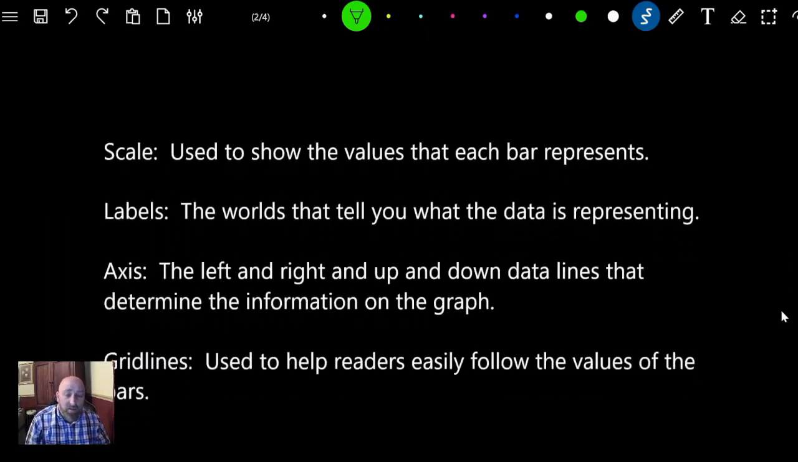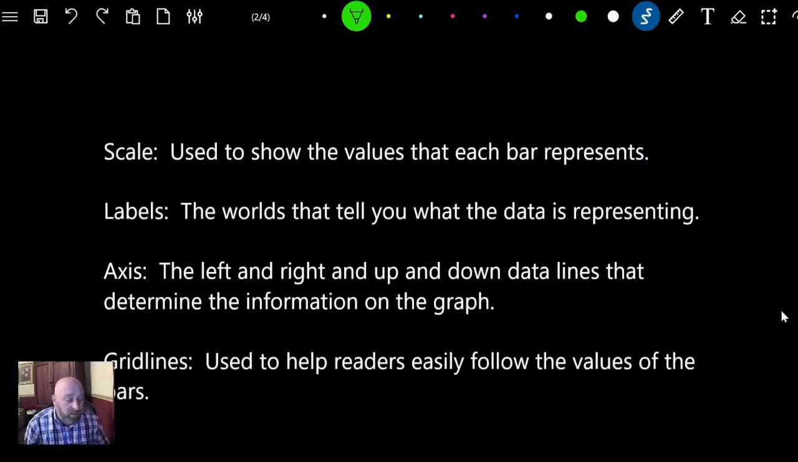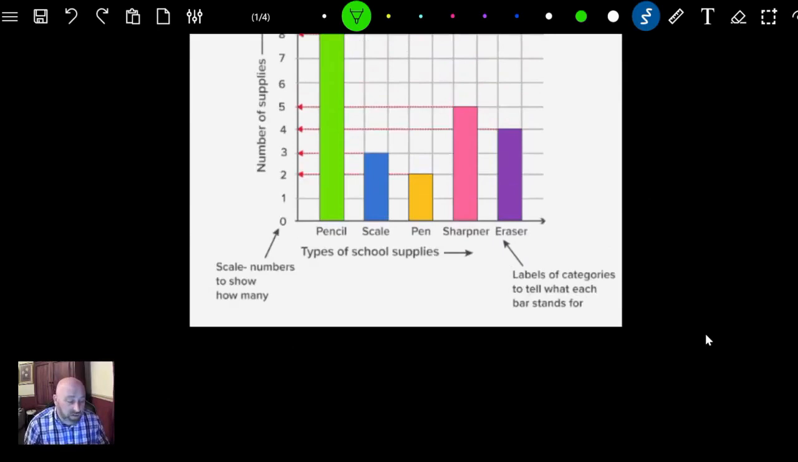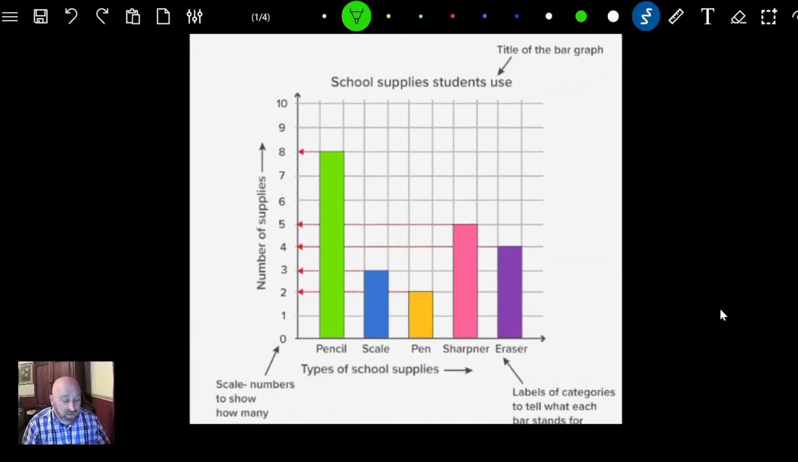Let's go down here and look at some of these words that I've written down. A scale, we just mentioned that one, is used to show the values that each bar represents. So with these scales, these numbers right here, we can see each bar. For instance, the pencil bar goes to the 8. So we know that 8 students used pencils.